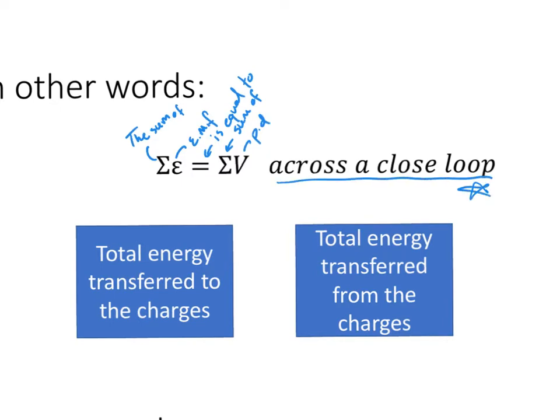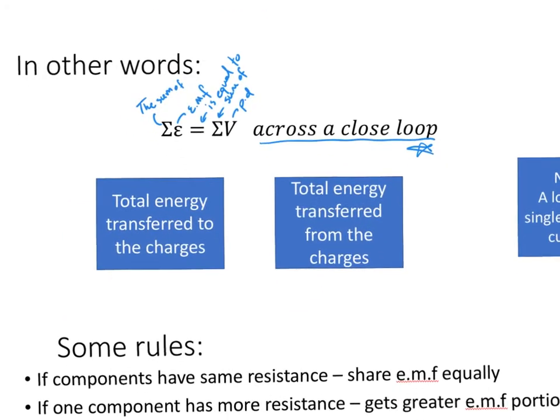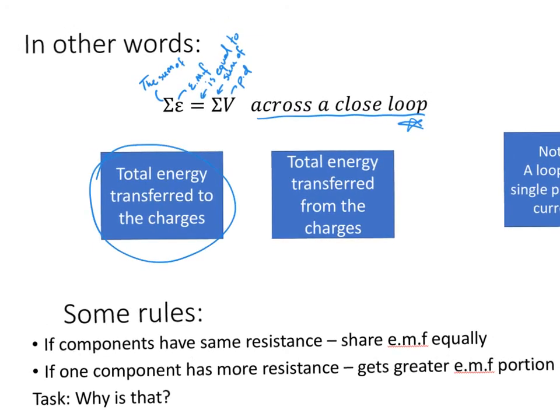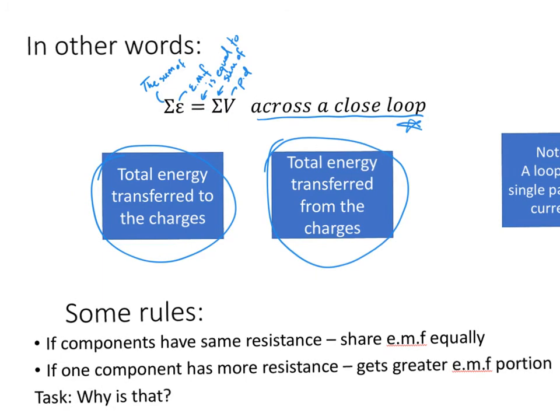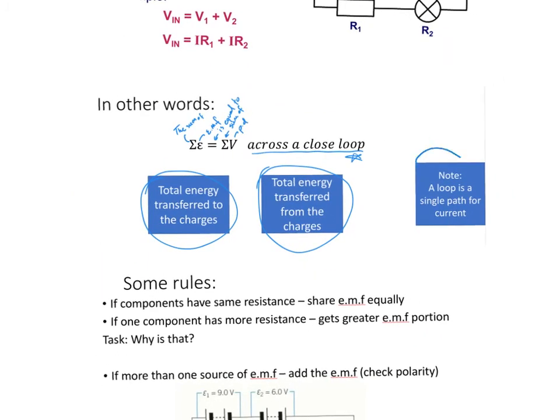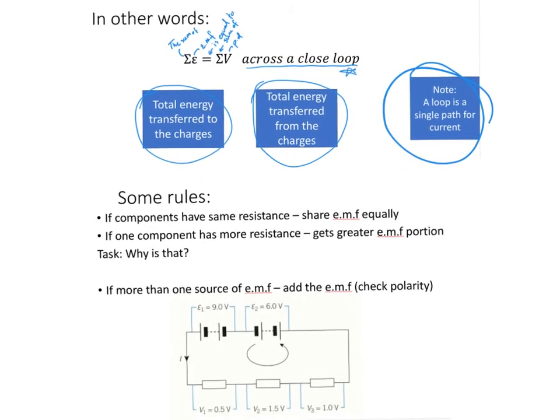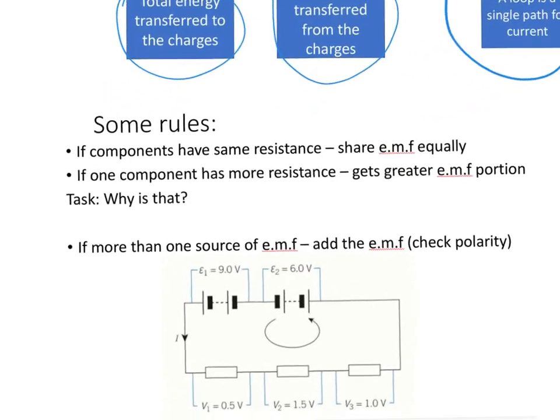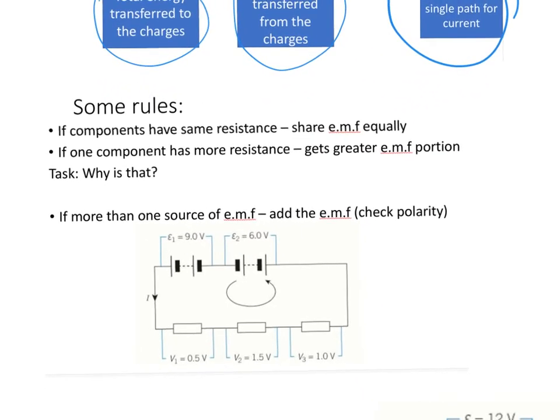That's an important part, because when we have parallel circuits, we have more than just one route. So in other words, total energy transferred to the charges is equal to the total energy transferred from the charges. A very big note here, a loop is just a single path for the current. And I have a few rules that are written down for you just to remember. If you have components in a series circuit that have the same resistance, they will share the EMF equally. If one component has more resistance in a series circuit, so for example, this is my series circuit.